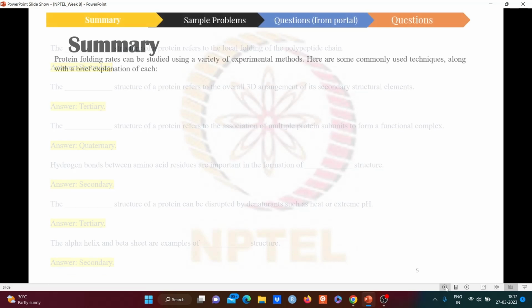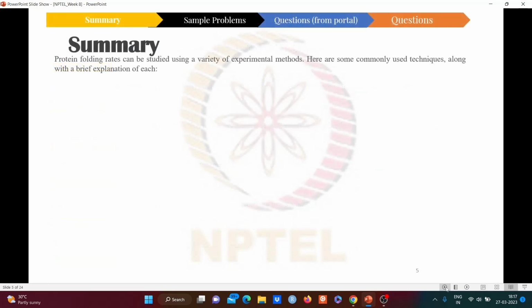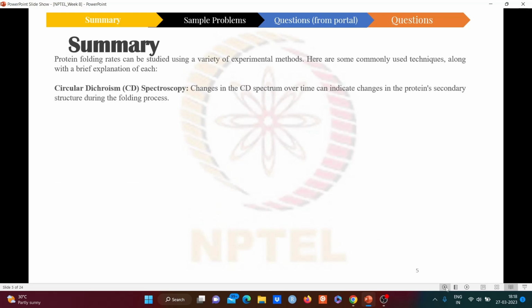Okay, moving forward for the weekly summary. I'll be starting with the experimental techniques that are used to study the protein folding rate. So protein folding rate can be determined or studied using a variety of experimental methods. First, let me start with circular dichroism spectroscopy. This method uses the fact that the secondary structure of a protein can be determined by measuring its ability to rotate polarized light.